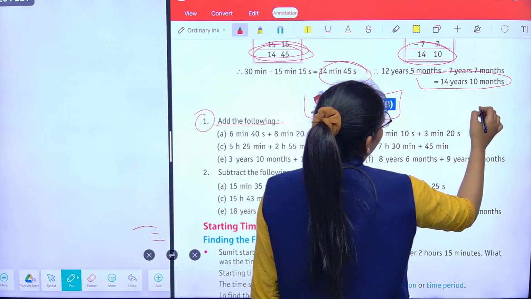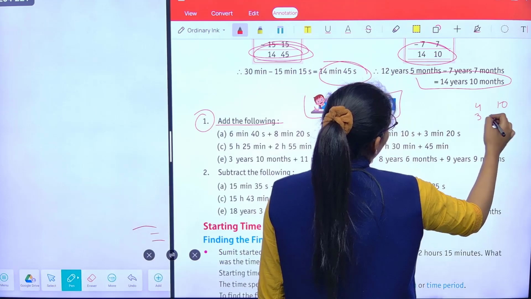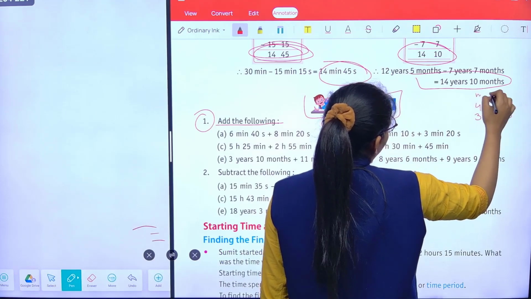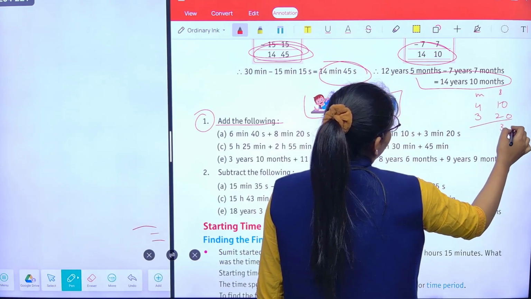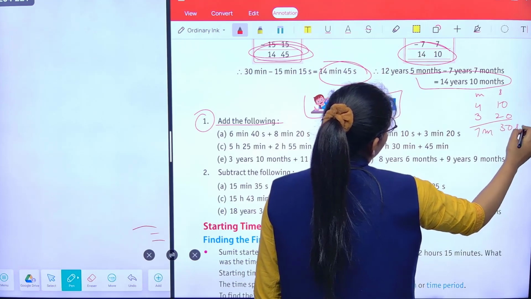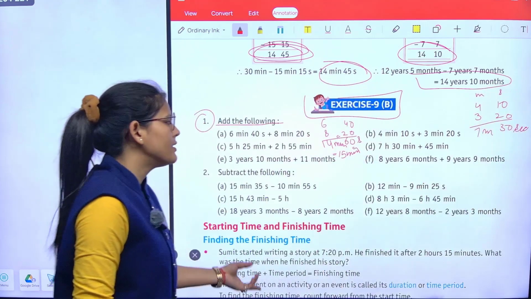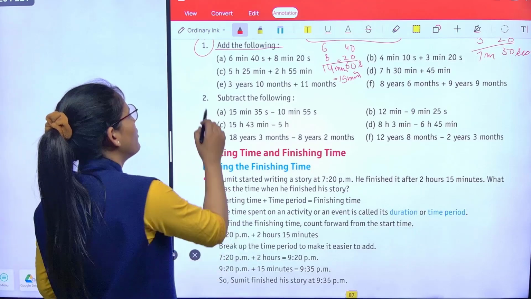Again 4 minutes 10 seconds, 3 minutes 20 seconds. Now class, 37 minutes 30 seconds. Understand? Rest of the parts do yourself. Come on, question number 2.